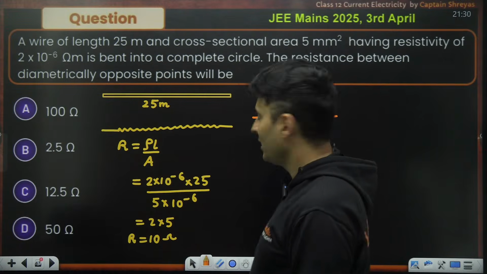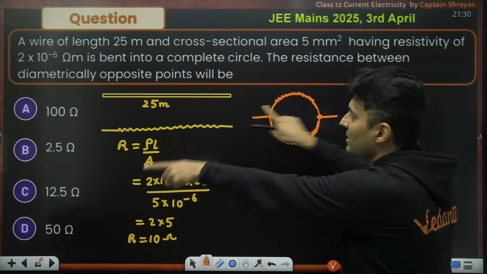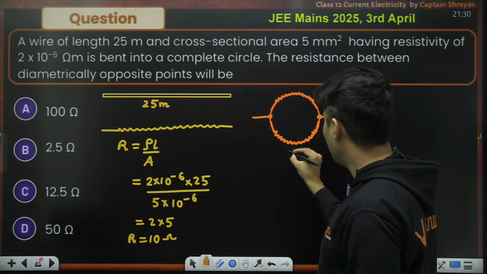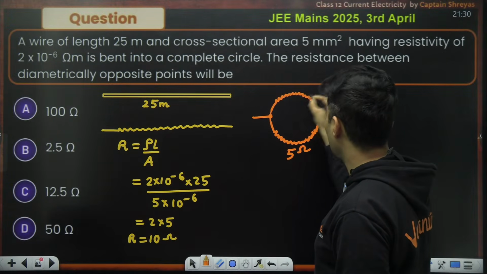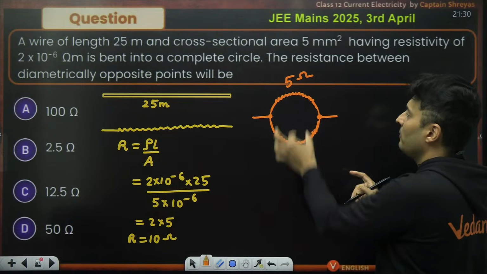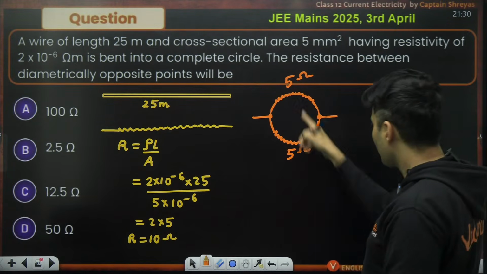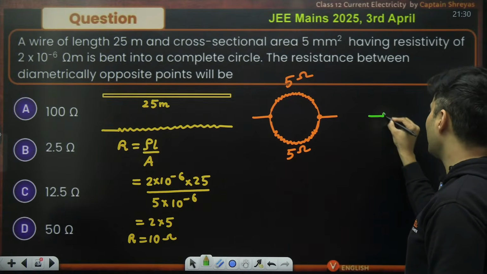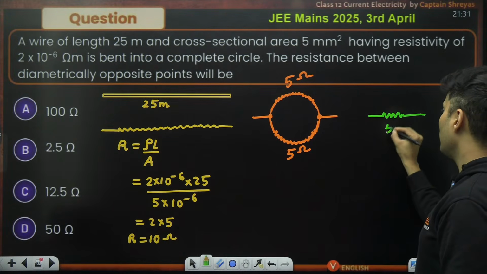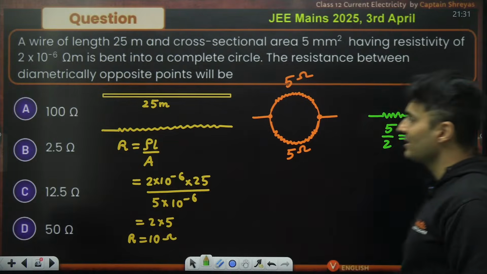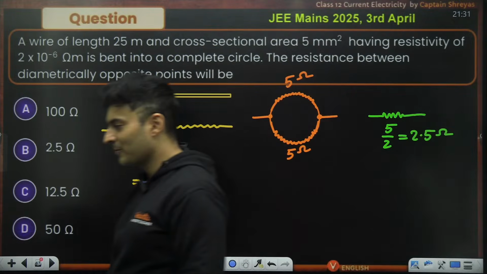Be careful. See, when you bend this straight wire into a circle, each part will be 5 ohms because the total length had 10 ohms. Half the length will have 5 ohms, and 5 ohms each. Now they both are in parallel. So when you convert it into a single resistor, it will be 5 by 2, which means 2.5 ohms, which is option B. Got it?